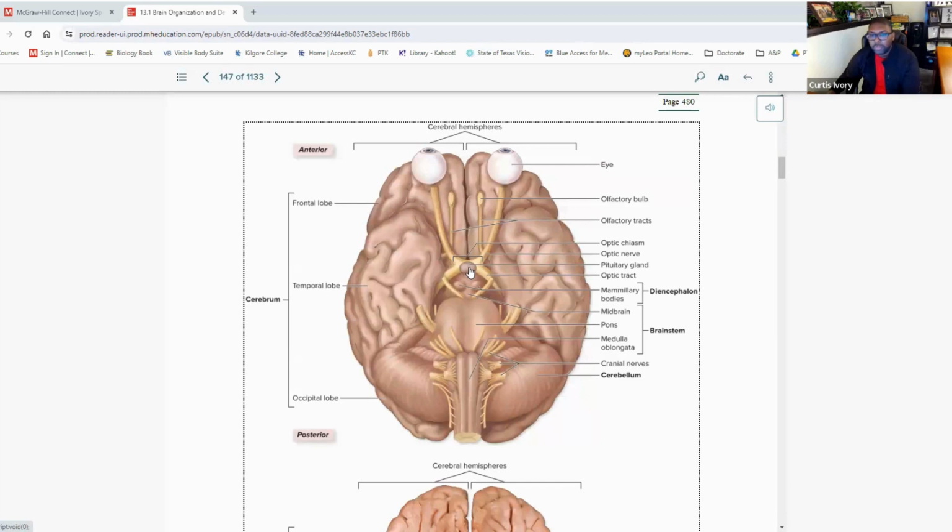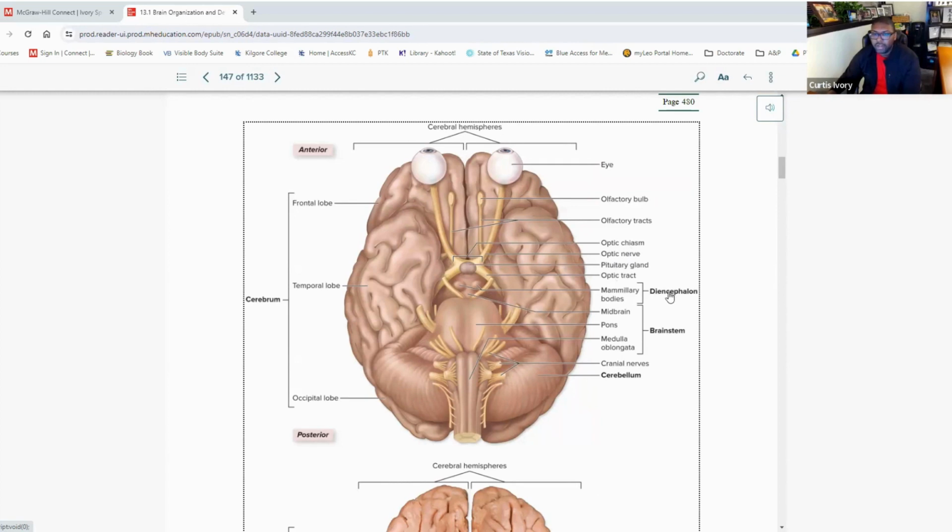Here we have what's called the pituitary gland, which when we start talking about hormones, we'll understand a little bit more about. But this gland secretes a good portion of the hormones that we use day to day. The X portion of the optic tract we call the optic chiasm. This is the part where they meet and connect to each other.